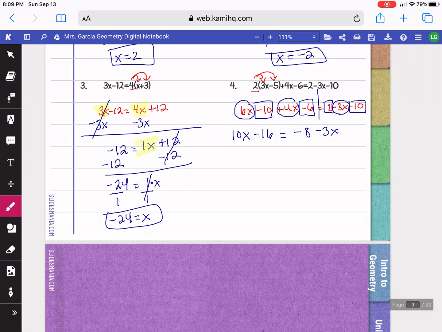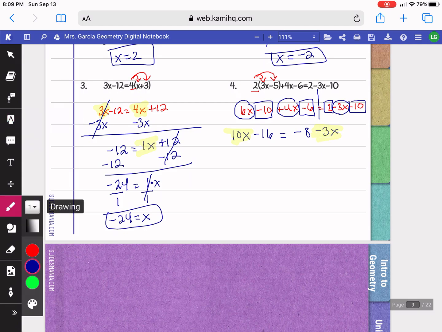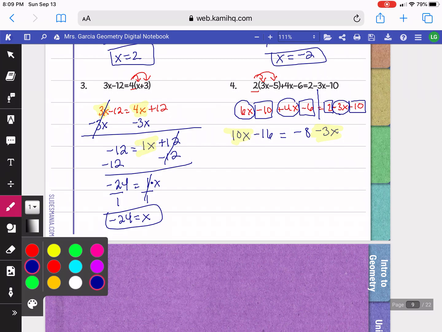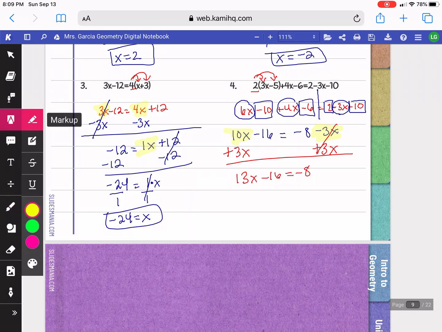Now that I've simplified, I can see I have variables on both sides here. Here I have a 10x. Here I have a negative 3x. Remember, it's up to you which one you want to undo. I like to undo the smaller one. So between 10 and negative 3, negative 3 is smaller. The opposite of negative 3 would be positive, or to add 3x. So I get 10 plus 3 is 13x minus 16 equals negative 8.